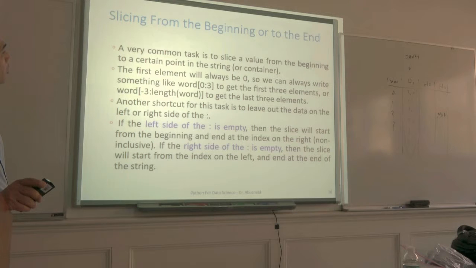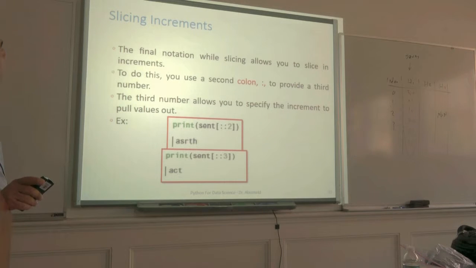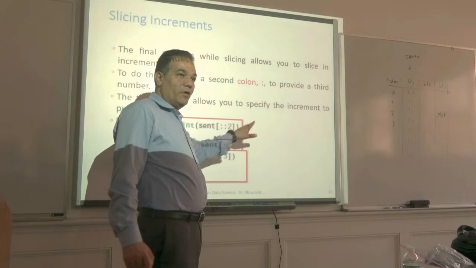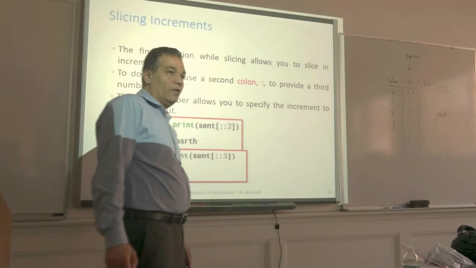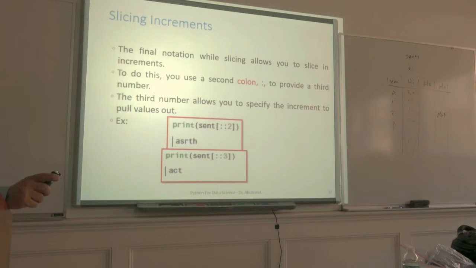Slicing: a very common task is to slice values from the beginning to the end. I think we covered that before, so I don't want to go over it. Do you remember the increment in slicing? When you have 2 as the increment, that means every other one. If I want to print from 0 to 6, it starts at 0, then 2, 4.